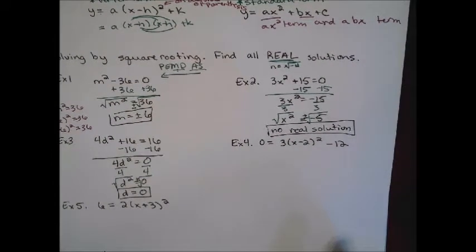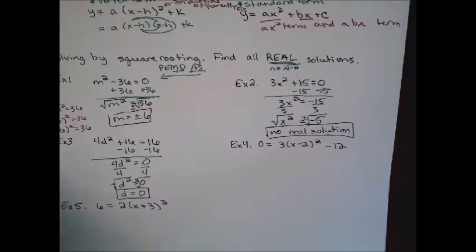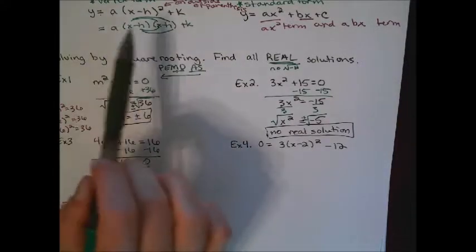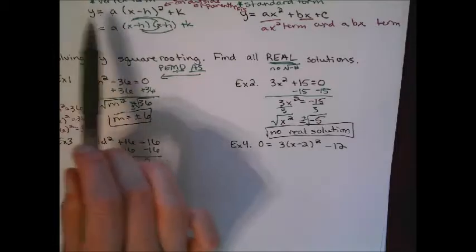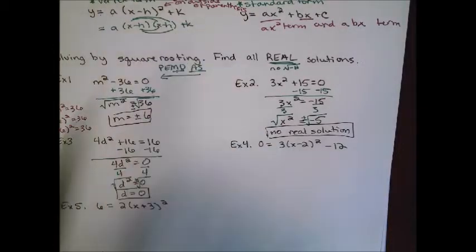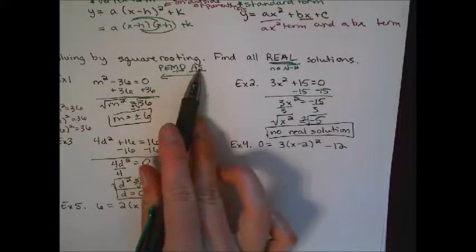Let's go to example 4. We notice here that we are more in that vertex form. When we're in that vertex form, we're still going to be undoing PEMDAS. So undo our addition, subtraction, add the 12.